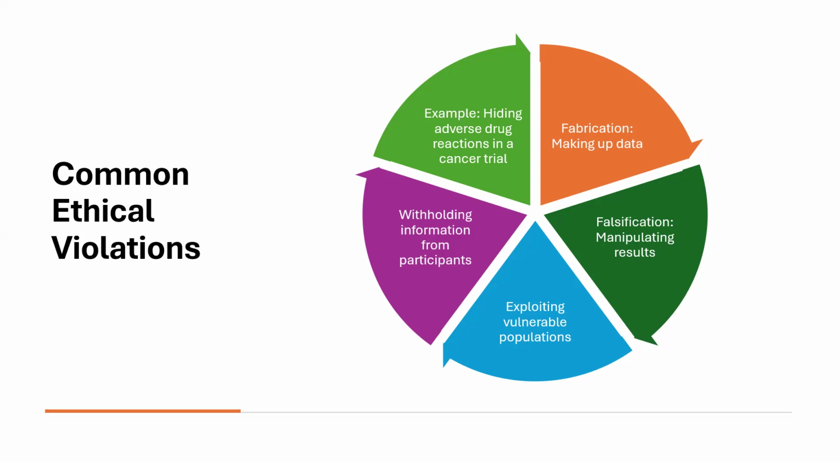You do not show the complete information to participants. You are going to conduct a clinical trial about some particular vaccine, and you don't provide the details about that vaccine to the patients or the participants. That is also a common ethical violation. And for example, hiding adverse drug reactions in a cancer trial. You are conducting research on cancer and you want to study that particular medicine on humans, and you don't tell them that this cancer medication might cause a stroke or whatever condition, or severe adverse reactions. So all these things are ethical violations.